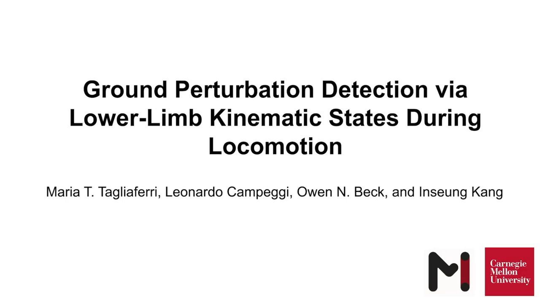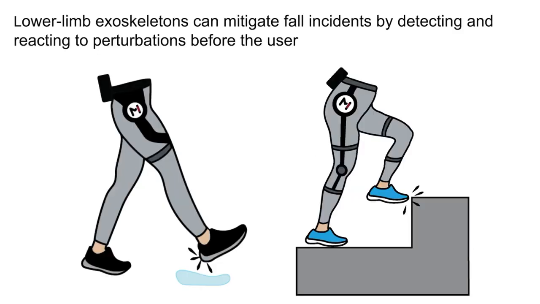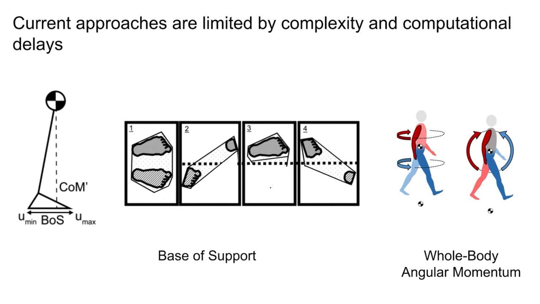Development of a novel ground perturbation detection model using lower limb kinematic states during locomotion. Lower limb exoskeletons have the potential to mitigate fall incidents, especially for high-risk groups such as aging adults. However, in order to be effective, these devices must detect and respond to perturbation before the user can. Challenges in applying current perturbation detection methods to exoskeleton control have hindered progress in this technology.